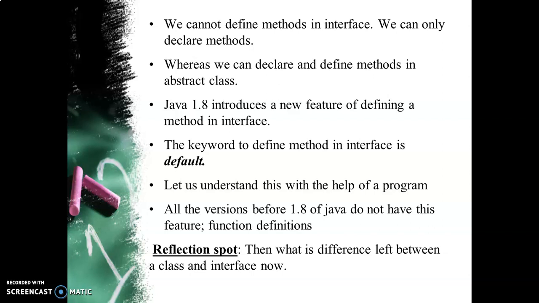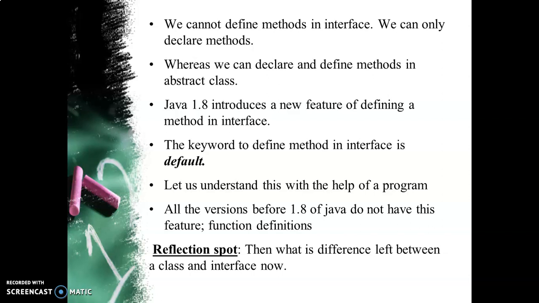So all the versions before 1.8 of Java do not have this feature of function definition. You cannot define functions, but you can declare methods. But in Java 1.8, you can define methods, and the keyword that you will use is default.